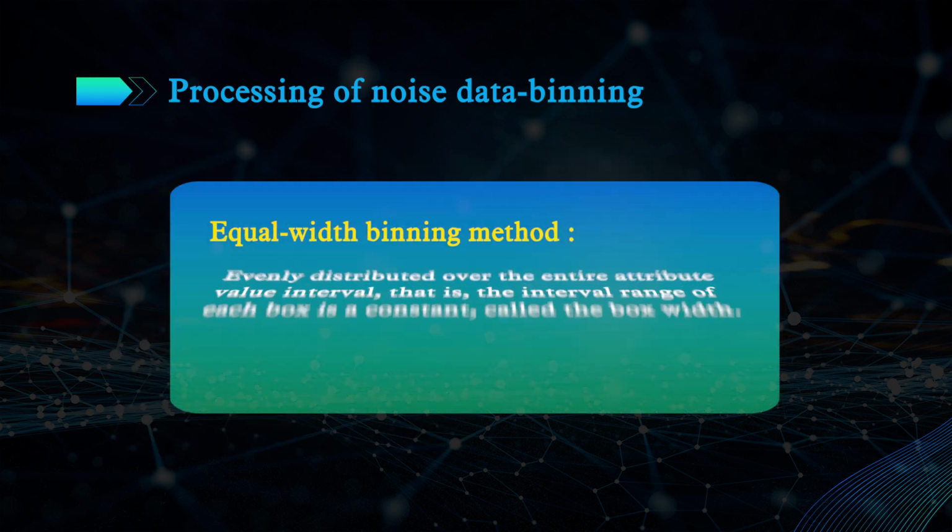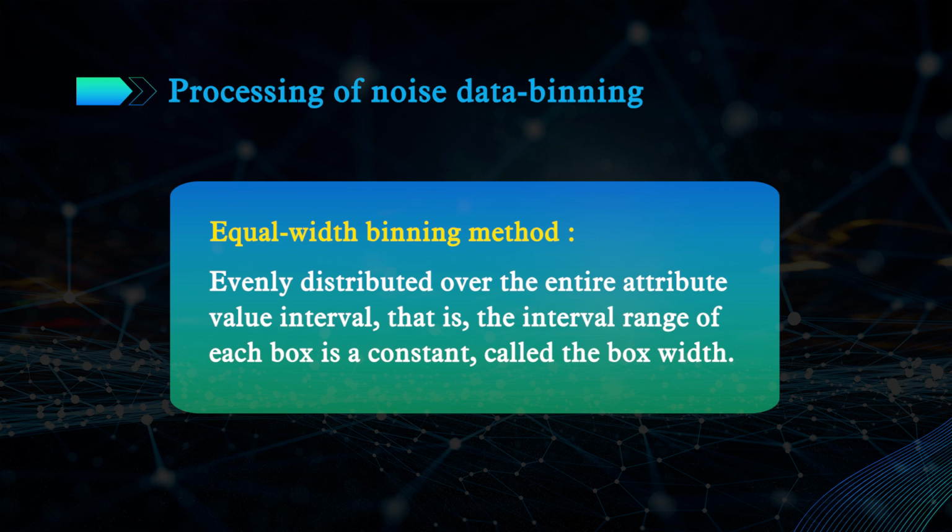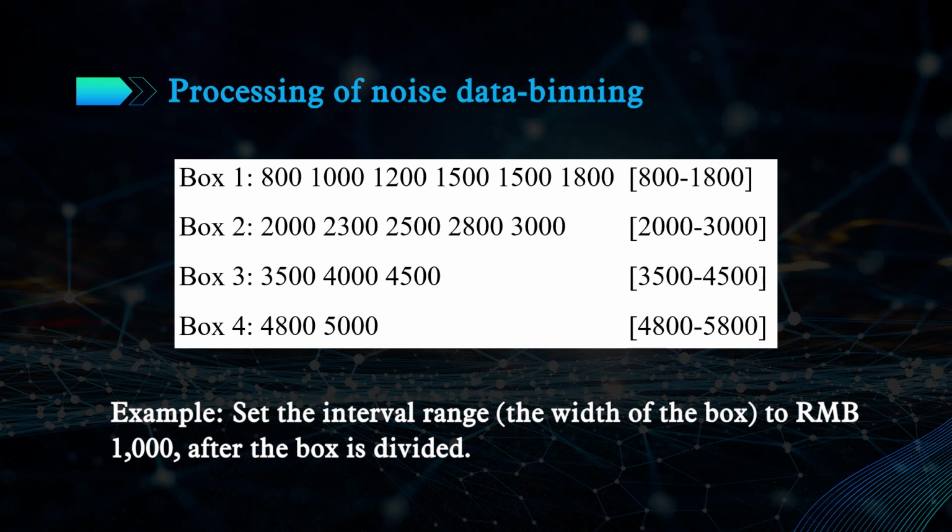The equal-width binning method is evenly distributed over the entire attribute value interval. That is, the interval range of each box is a constant called box width. In the example here, set the interval range, the width of the box, to 1000. Then the result is also 4 boxes, but the records in the boxes are different from the equal-depth bin method result.